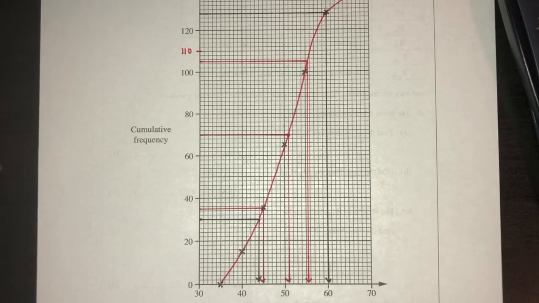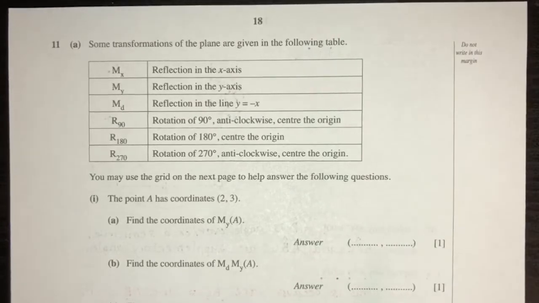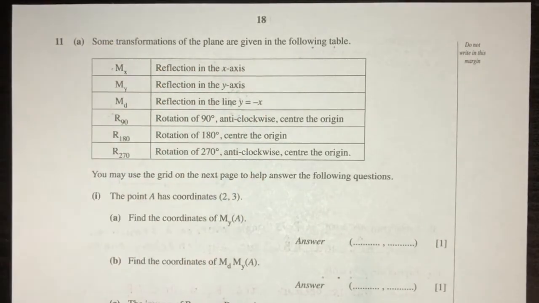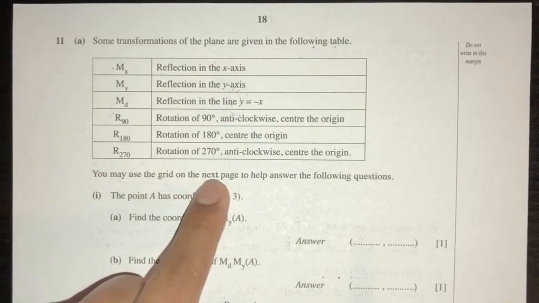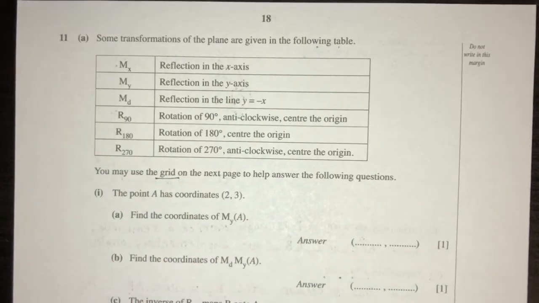Now this is your question number 10. Let's move on to the last question, question number 11. Some transformations of a plane are given in the following table. So we have these transformations given to you and the meaning is in the table. Okay, now for part 1, you may use the grid on the next page. If you're given a grid, always use the grid because it helps you to find your answer.